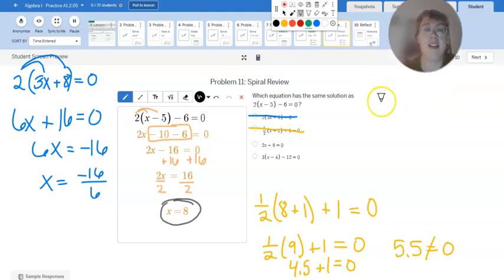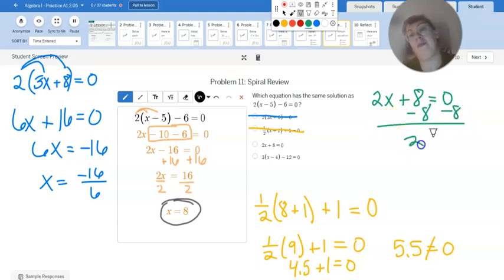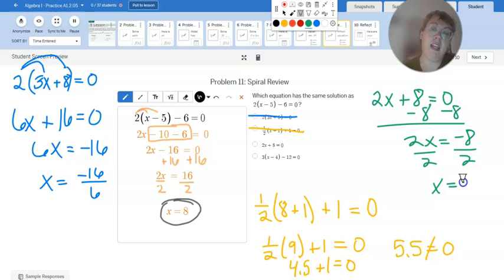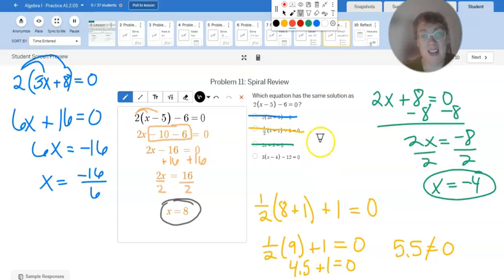I'm going to move my face. Okay, so now we have 2x plus 8 equals 0. Let's solve for x. I'm going to subtract 8 on both sides. And I get 2x equals negative 8. Divide by 2. And I get x equals negative 4. Which is not correct.